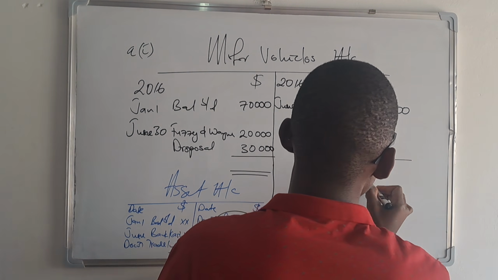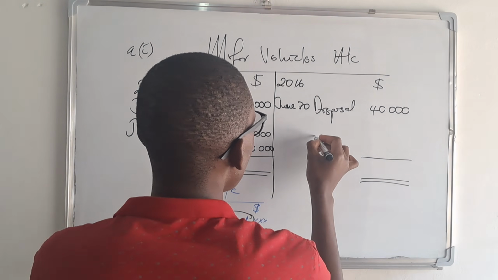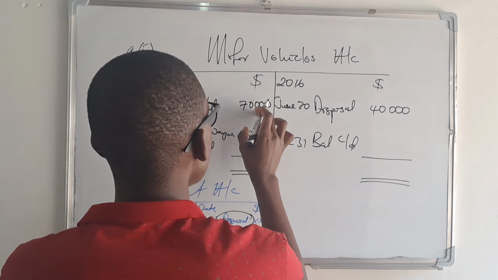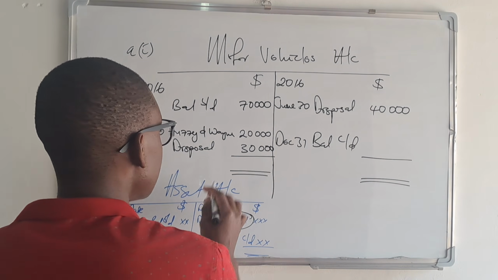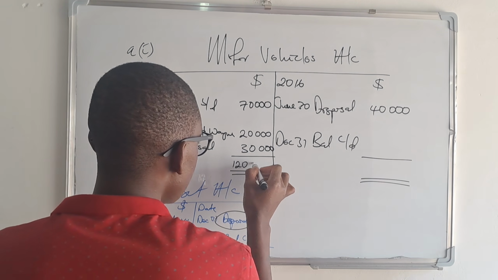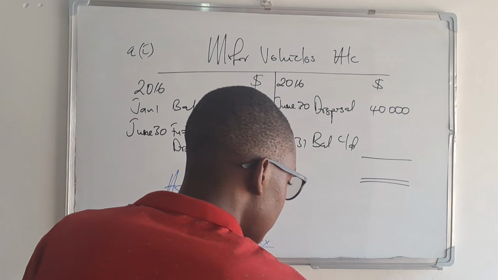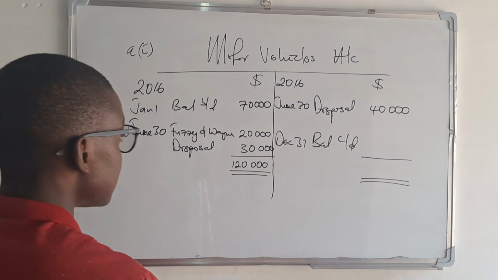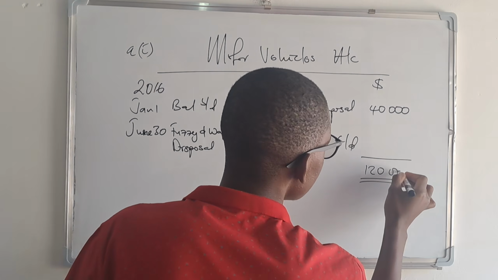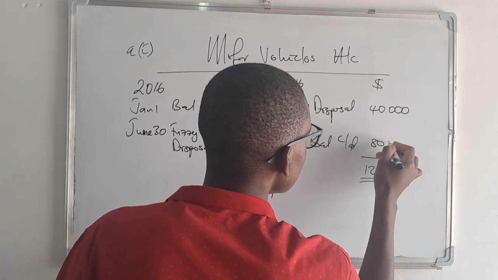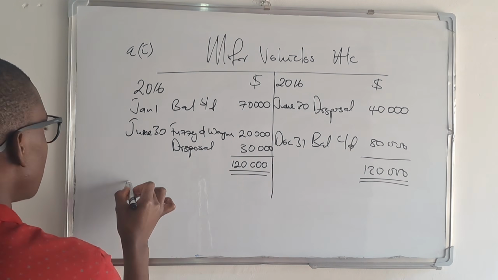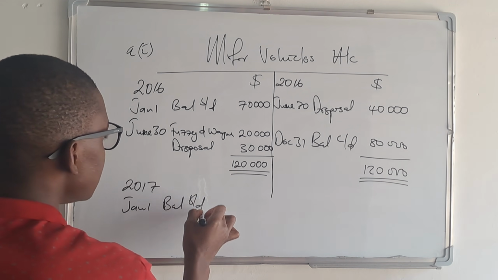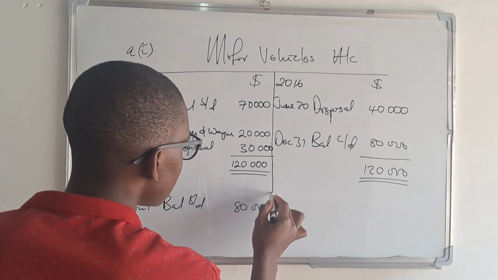Then we have already recorded all the items. Our balance CD is going to appear here. Don't forget to write December 31. 70,000 plus 30,000, that will be 100,000 plus 20,000, you get 120,000. I'm going to rub off this asset account because we are no longer using it. Then 120,000 minus 40,000 is 80,000. Then you record 2017 January 1. You record balance BD. How much? 80,000.